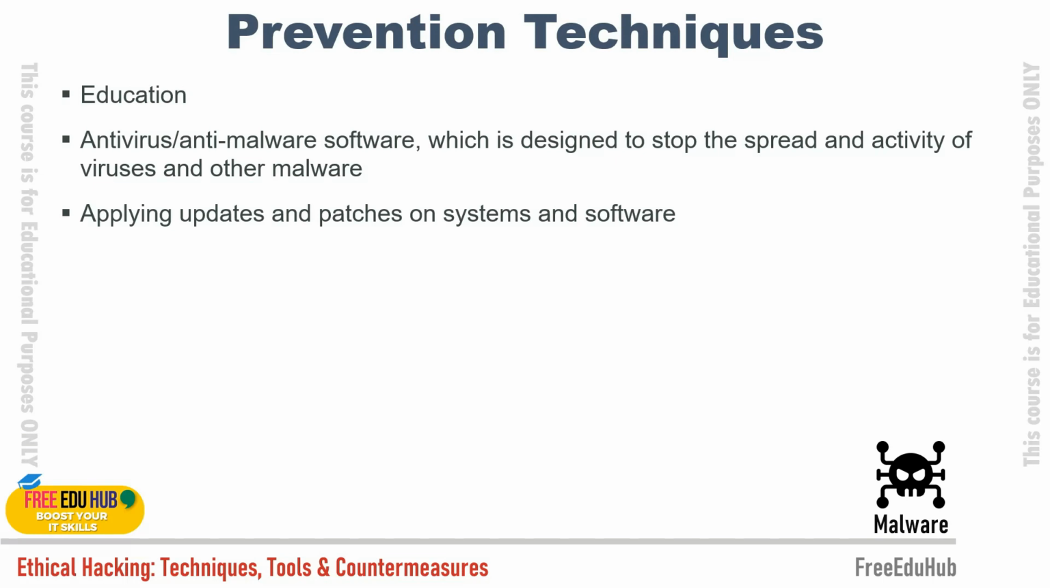The second way is antivirus and anti-malware software, which is designed to stop the spread and the activity of viruses and other malware. Nowadays, the antivirus software that we install on the computers comes equipped with antivirus, anti-spam, anti-malware, even network protection, firewall, etc. So they are providing us a high level of protection on these computers.